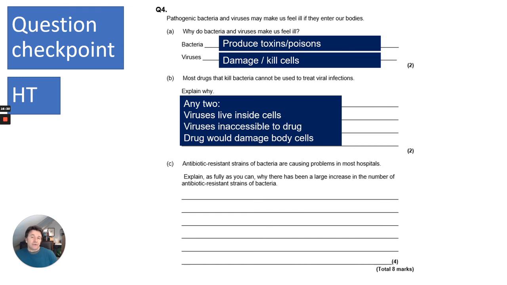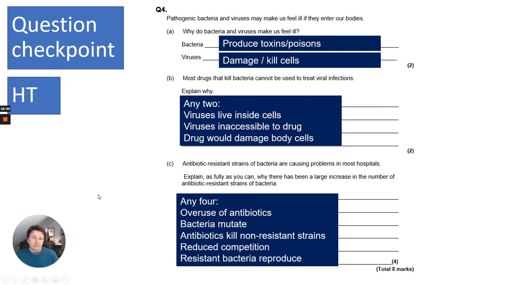So any two from: the viruses live inside cells, so the drugs cannot get to them. And if the drugs were going to kill the viruses, they would damage those body cells. Then it talks about antibiotic resistant strains of bacteria causing problems. Explain as fully as you can why there's been a large increase in the number of antibiotic resistant strains of bacteria. Now this is 4 marks, so you're going to have to give lots of information in this kind of answer. So any 4 from the following.